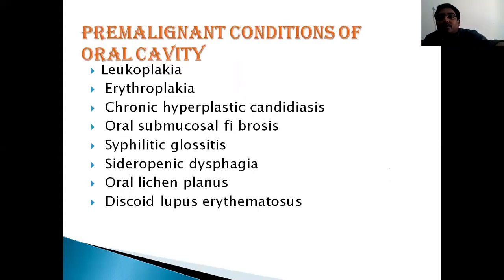And next, it is a very important question. What are the pre-malignant conditions of the oral cavity? The pre-malignant conditions of the oral cavity are leukoplakia, erythroplakia, chronic hyperplastic candidiasis, oral submucous fibrosis, syphilitic glossitis, sideropenic dysphagia, oral lichen planus, and discoid lupus erythematosus. These are the pre-malignant conditions. We will discuss each one.